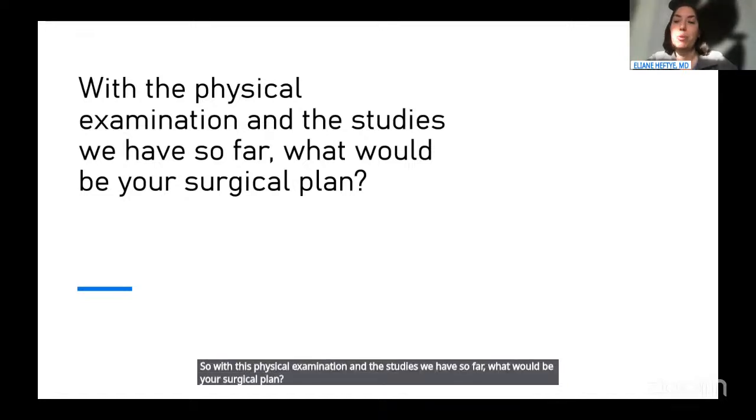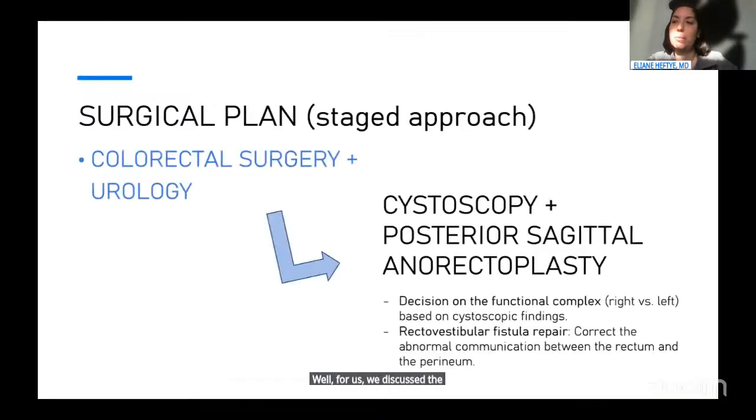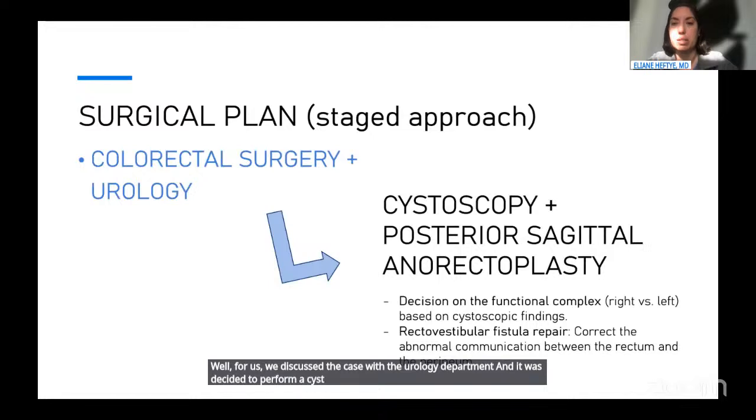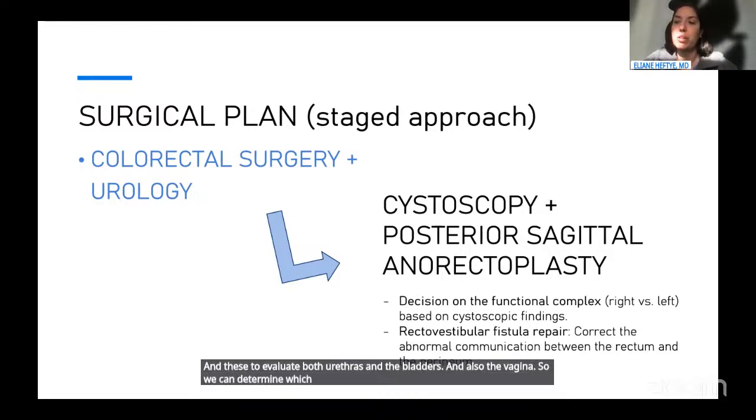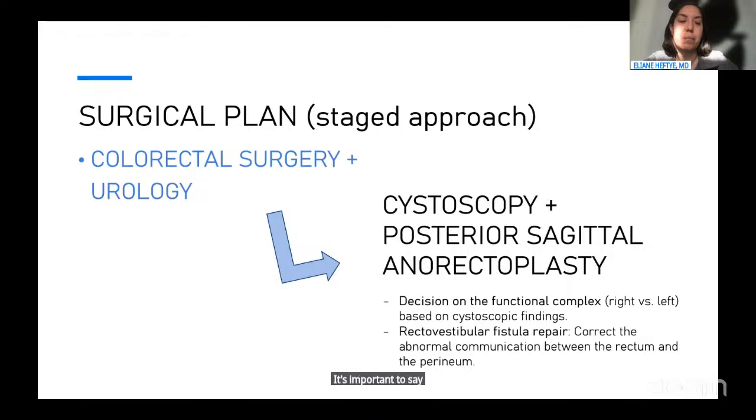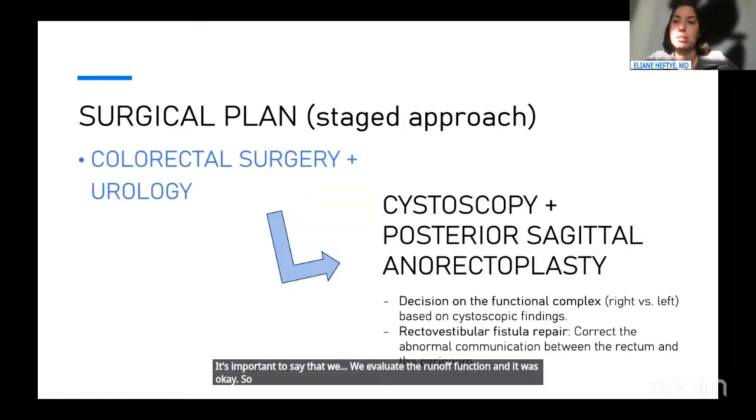For us, we discussed the case with the urology department, and it was decided to perform a cystoscopy first, in the same surgical time, to evaluate both urethras, the bladders, and also the vagina, so we can determine which complex should remain functional, and then proceed with the correction of the vestibular fistula. It's important to say that we evaluated the renal function, and it was okay. So that's why we proceeded with this.